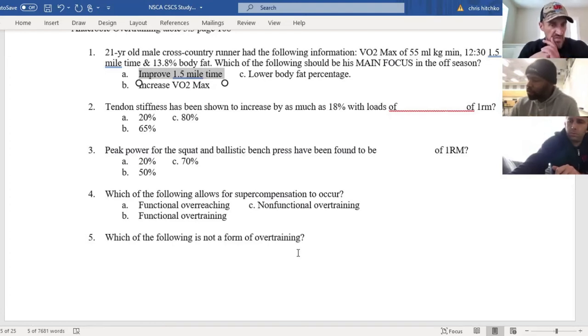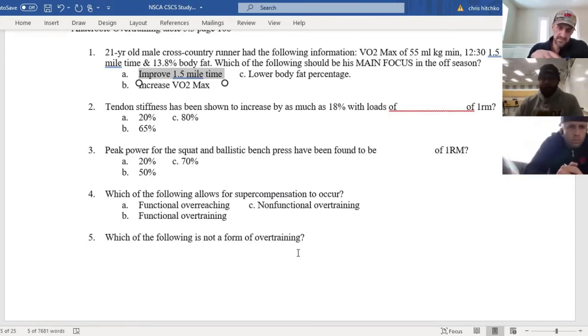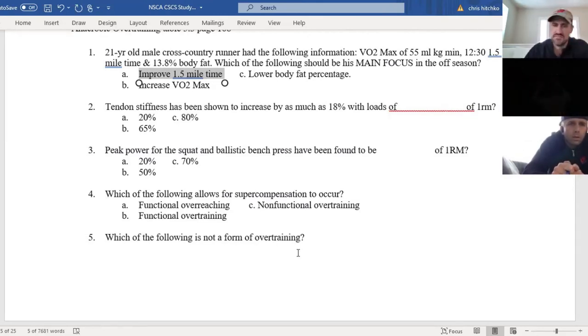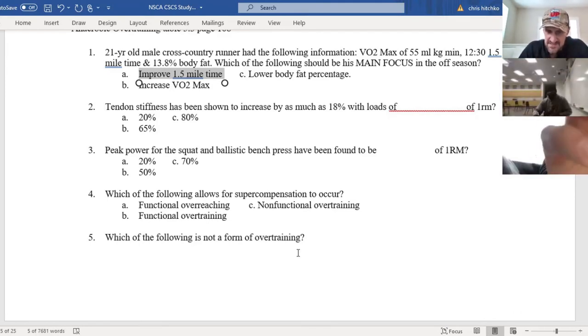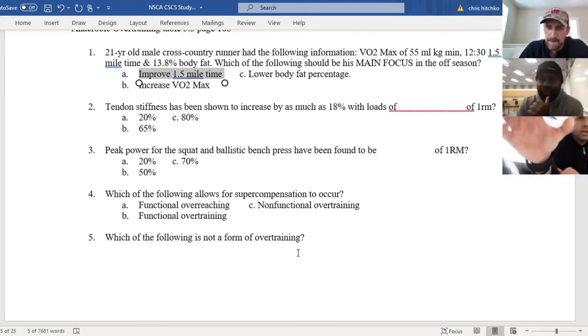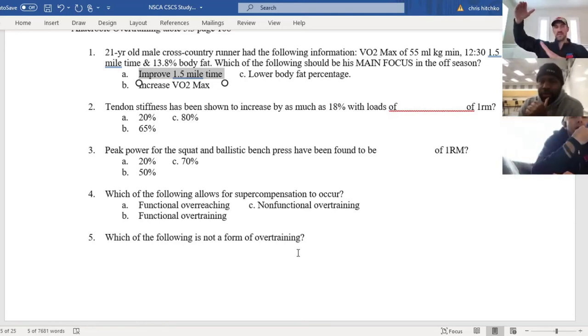For 4, which of the following allows for supercompensation to occur? When we talk about supercompensation, we've got to look at Dr. Selye's general adaptation syndrome. What's that first little dip part of general adaptation syndrome? Is it alarm? Good. And then we have the development of... Isn't it like overreaching and then overtraining? You're getting there, that's more over here. So we have the alarm, and then we build up the what? Is it response?